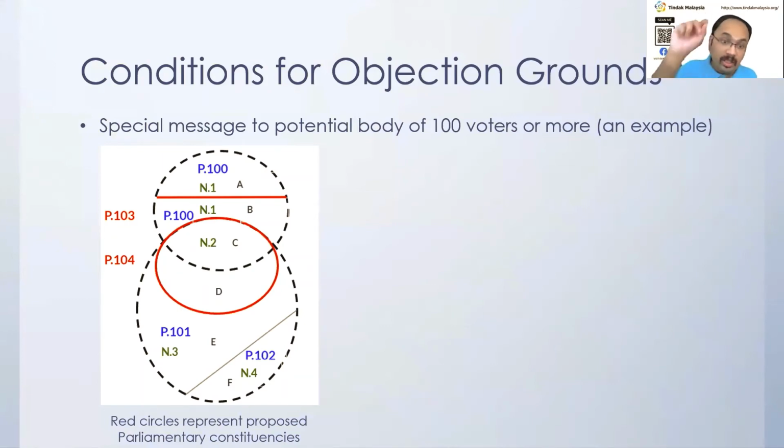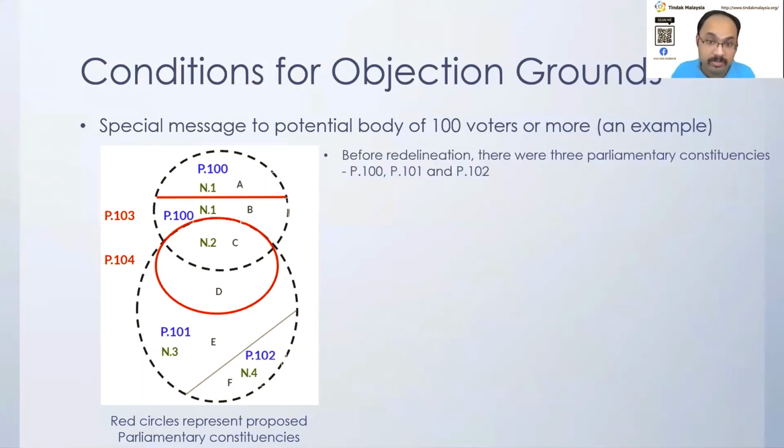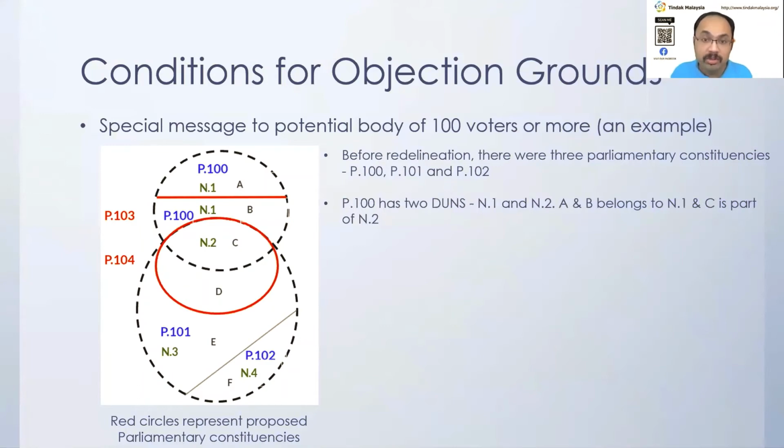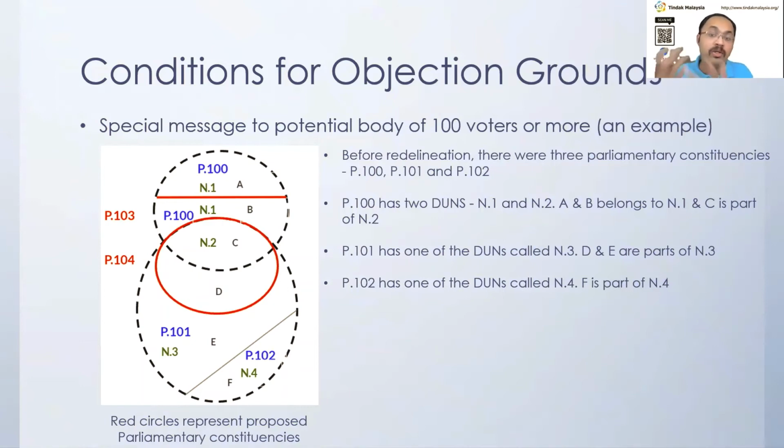The question is, among the voters A, B, C, D, E, and F, we want to know who can qualify. And this is the complex part. This is something I may not necessarily agree with in what has been laid out in the Constitution, but I have to explain it as it is for you. As mentioned before, you had three original parliamentary constituencies, 100 to 102. These are the DUN numbers. Areas A and B belong to N1. P101 has one DUN called N3. So D and E belong to N3. P102 has one DUN called N4. So in this proposal, there was no change taking place in P102 and no change taking place in N4.